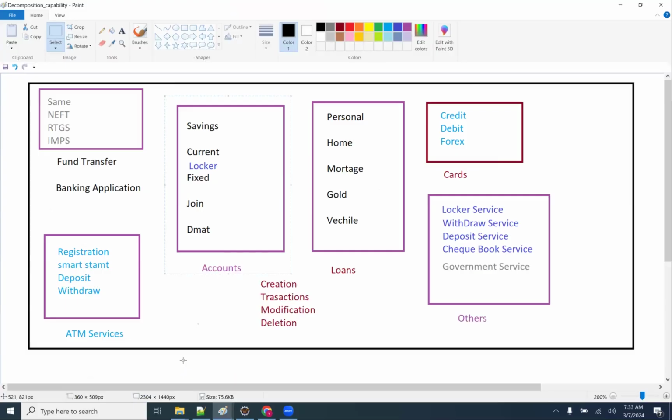Next, loans, guys. Here loans come into the picture. So every capability is different, right, guys? In case of loans, there are personal loan, home loan, mortgage loan, gold loan, vehicle loan. Do you feel all the capabilities are the same? Or are they different? In case of loans, what exactly is the flow of microservices?